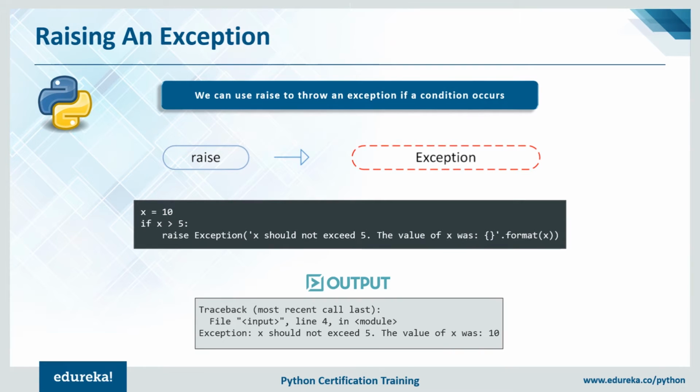And when you run this piece of code, you'll be greeted with the following output, guys. So it says exception x should not exceed 5 and the value of x was 10. So let me quickly jump back to PyCharm and we can execute this there.